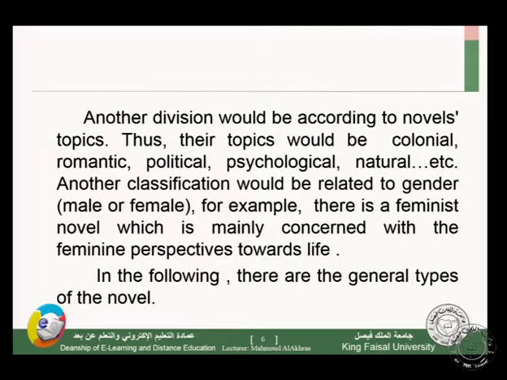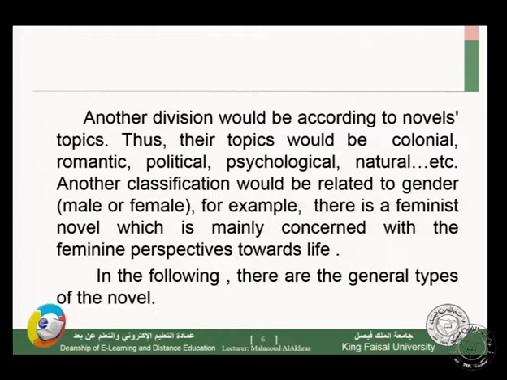Another division would be according to the novel's topics. Thus, their topics would be colonial, which talks about colonial issues; romantic, a love story; political, which talks about politics and rulement in the society; psychological; natural, etc. So according to the topics, we have colonial novels, romantic novels, political novels, psychological novels, and natural novels.